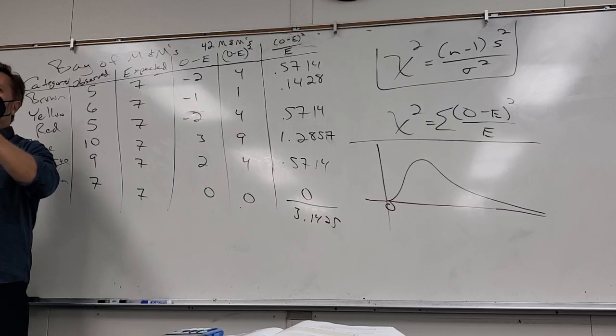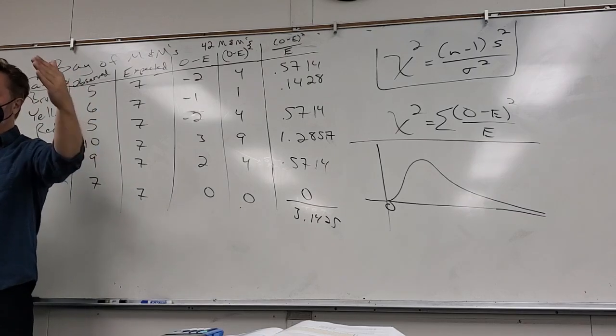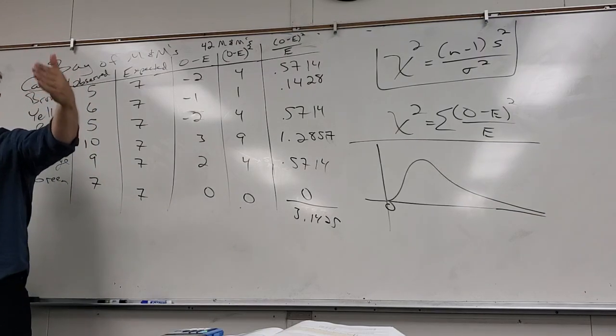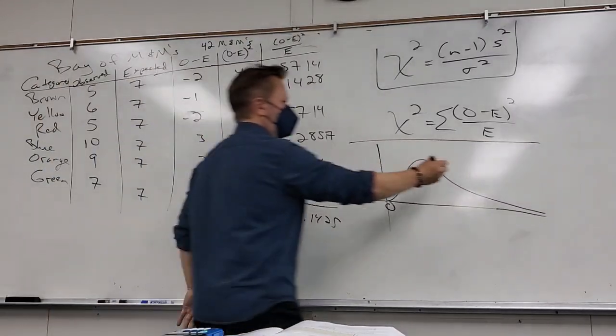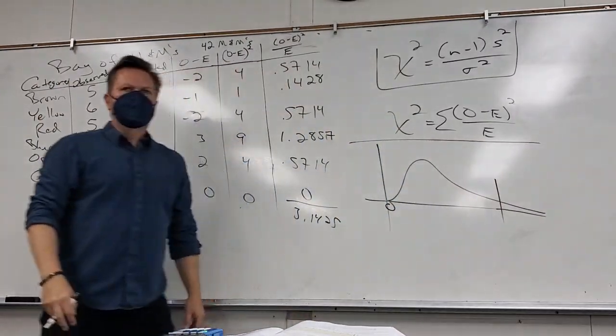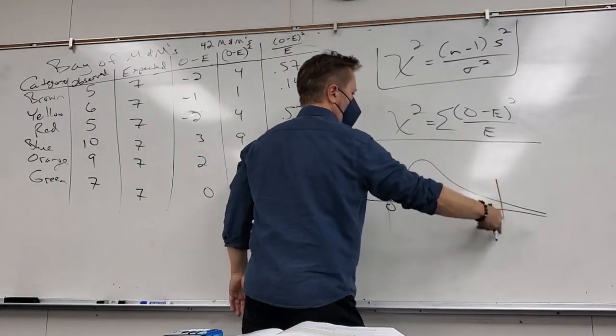With me? Just like in a hypothesis test, not only do we have to be different, we have to be different enough. I have to figure out what is that benchmark that I got to get past? What is that rejection region? So it's going to be up here. Not only do I have to be different, I've got to get past a certain benchmark.